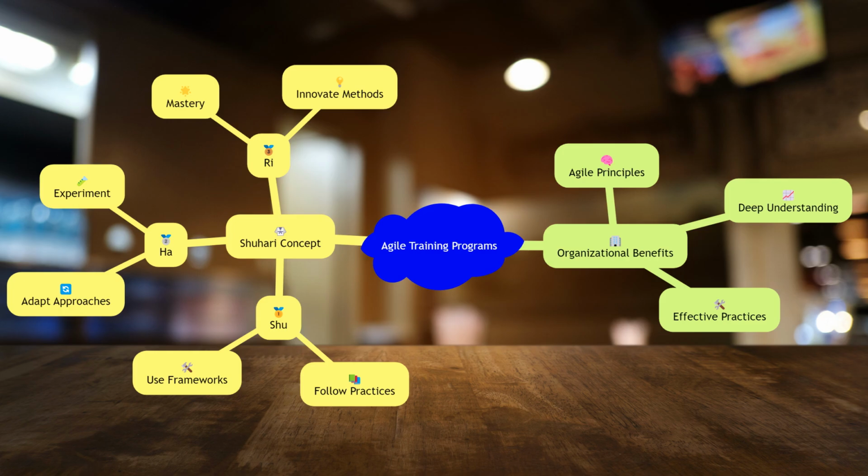Agile training programs can benefit from the Shuhari concept by guiding participants through the stages of learning. Initially, trainees follow established practices and frameworks, shu. As they gain experience, they begin to adapt and experiment with new approaches, ha. Finally, they reach a level of mastery where they can innovate and create their own methods. By structuring training programs around Shuhari, organizations can help their teams develop a deep understanding of agile principles and practices.